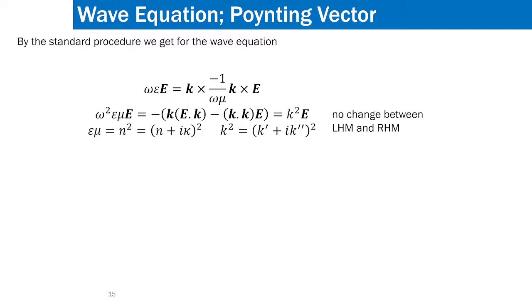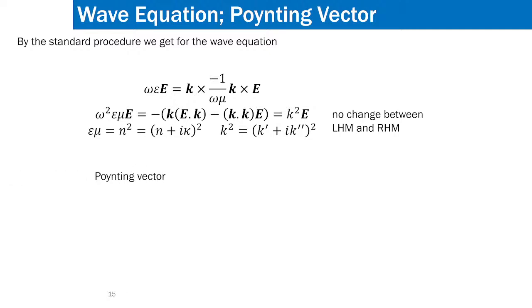Now look at the wave equation. The wave equation now becomes omega square mu epsilon E is equal to k square E. So the wave equation for a right-handed material and for a left-handed material are the same. There is no change in the wave equation between a left-handed material and a right-handed material.